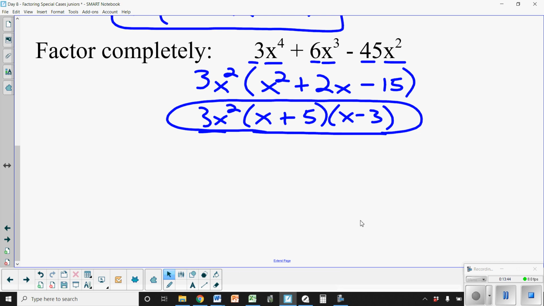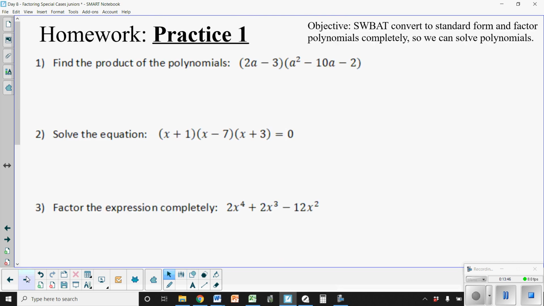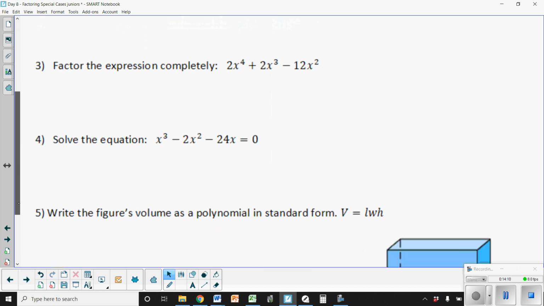So this will be your homework assignment. This is numbers 1, 2, and 3. The top part, find the product of the polynomials. Product, we're thinking multiply. Notice that number 2 says solve the equation, so we're solving. We want to know what does x equal. For number 3, factor the expression completely. What can we divide from it?